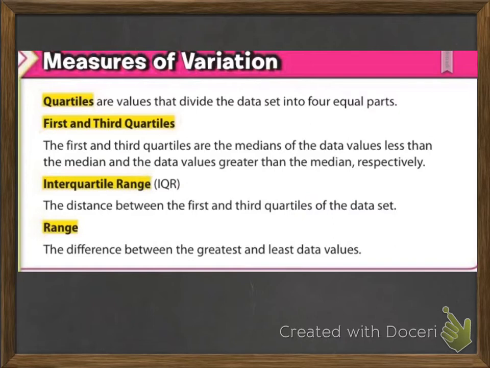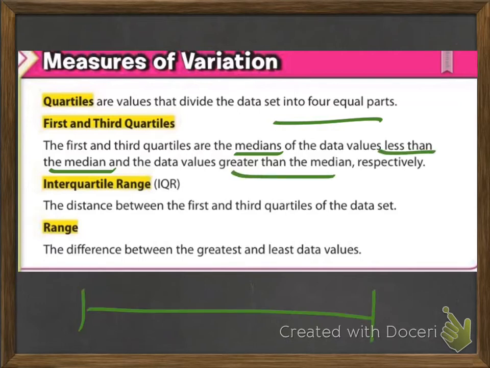Quartiles. So here's some vocabulary. Quartiles are values that divide the data set into 4 equal parts. So we just talked about that. The first and third quartiles are the medians of the data values less than the median and greater than the median. Okay. Here's our situation.